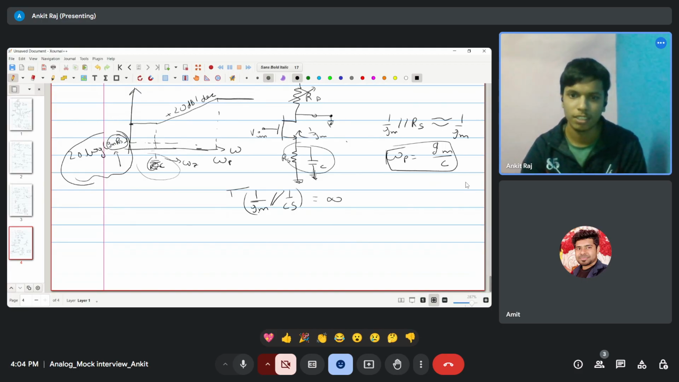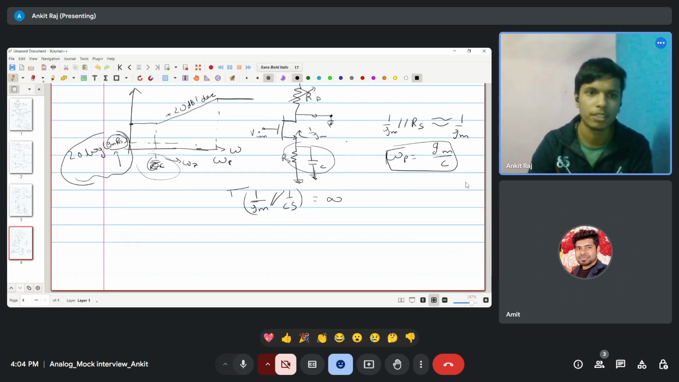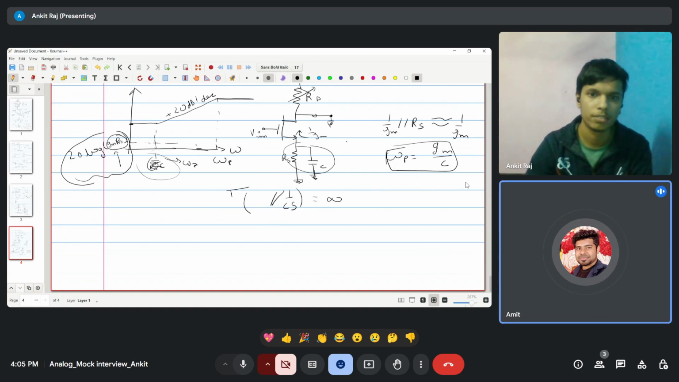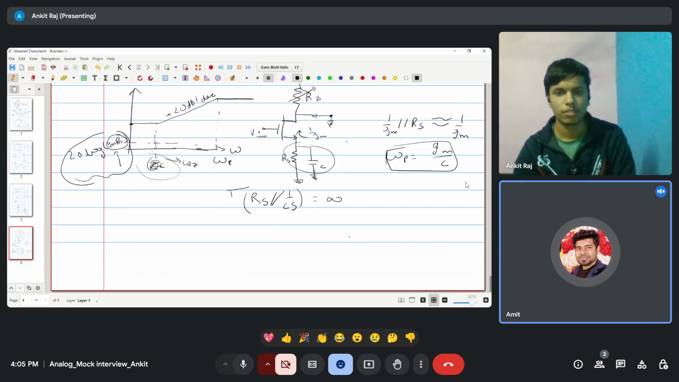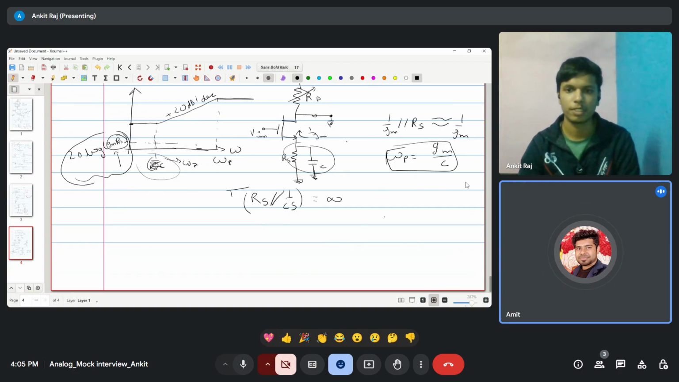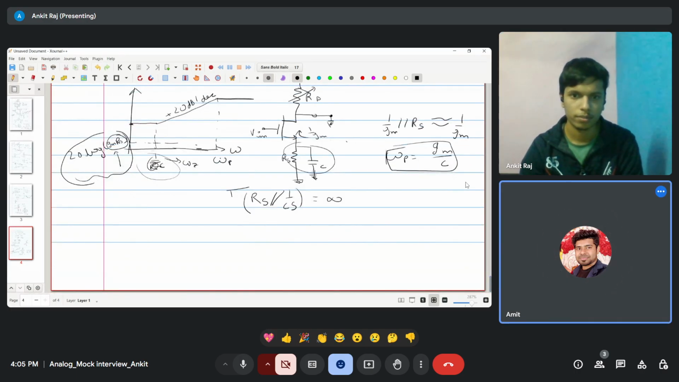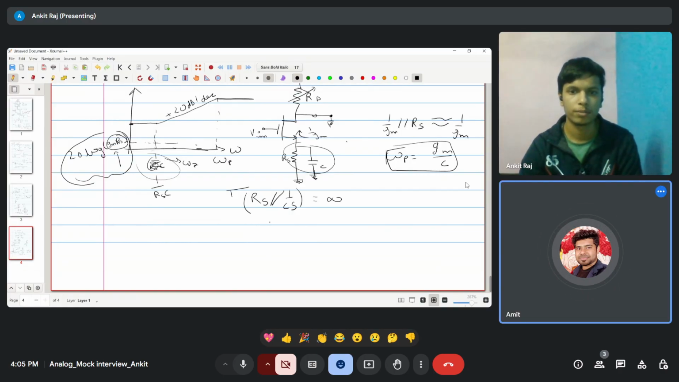No, not the GM thing. This will be RS parallel 1 by CS. If this impedance goes to infinity, then the small signal current becomes zero. Then the IR drop, I into RD, is zero. So V out is zero. So it will give 1 by RSC, right? So you can find the zero is near.